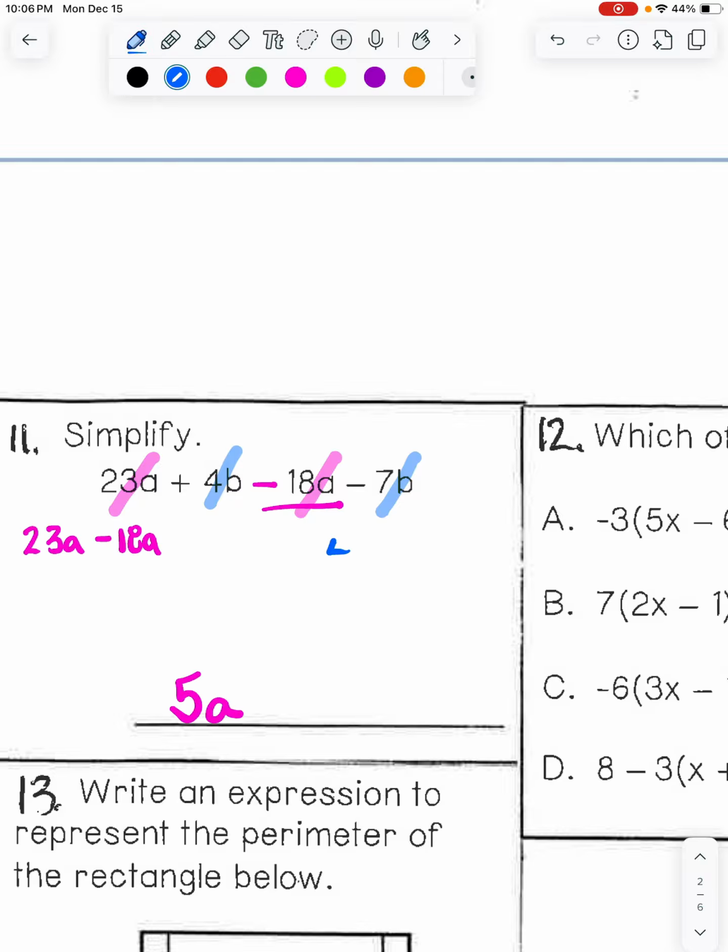I have 4B minus 7B. Again, it's minus 7 because there's a minus in front of that 7. So using that previous rule, if it helps, you can change that to 4B plus a negative 7B. The signs are different. I really need to subtract 4 and 7, and you're going to take the sign of the bigger number. So that's going to make that a negative 3B, or we can write that as minus 3B. 5A minus 3B for number 11.